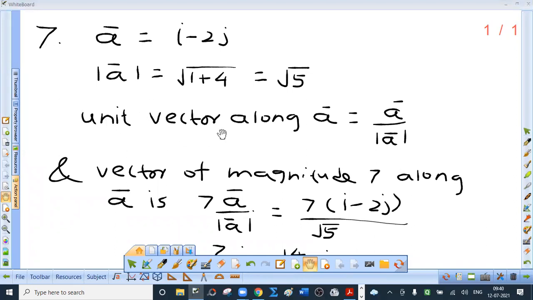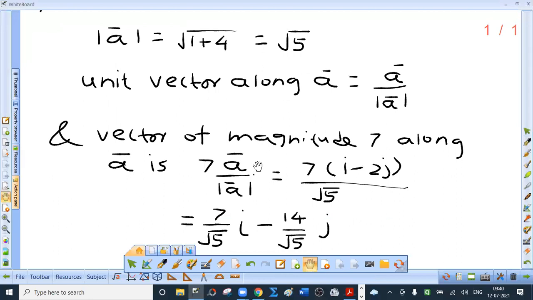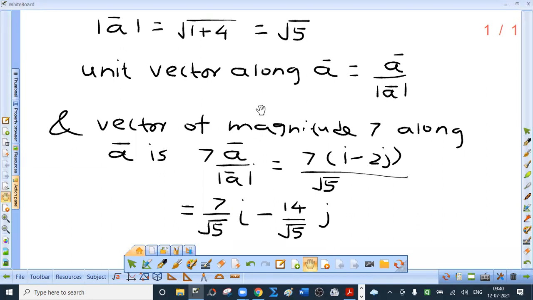Yes. So what is unit vector along A bar? It is A bar upon mod of A bar. And vector of magnitude 7 along A bar is 7 A cap. A cap is what? Unit vector in the direction of A bar. So simplify to get 7 by root 5 i minus 14 by root 5 j. Please do not put dot here because dot stands for dot product. Somebody is saying this is sum number 6, is it?